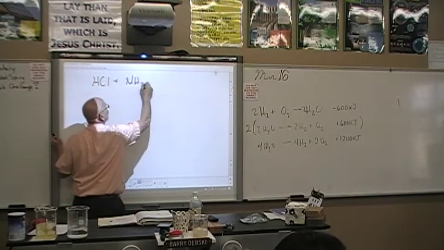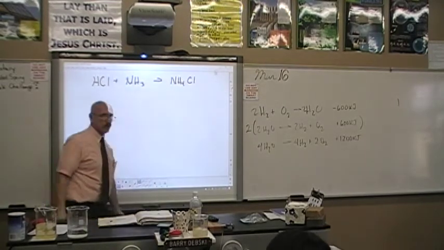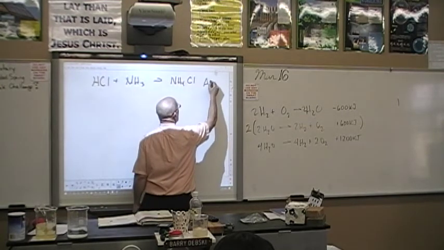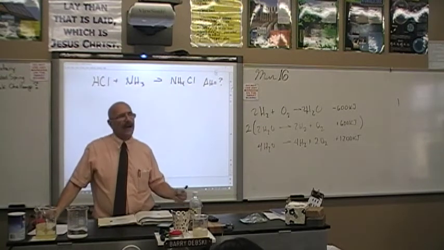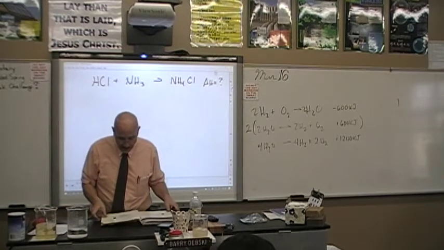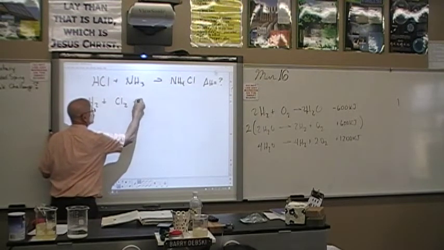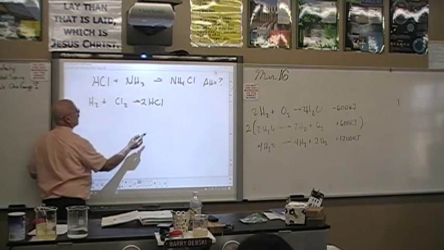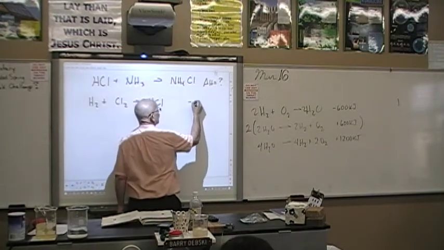Hydrochloric acid, ammonia, and our old friend NH4Cl, ammonium chloride. But I don't know the delta H. So instead, I've got 3 reactions that I do know the delta H for. The first one is the synthesis of hydrochloric acid: H2 plus Cl2 produces HCl. I need to balance this, put a 2 here, and we're done. The delta H for that one is negative 184.